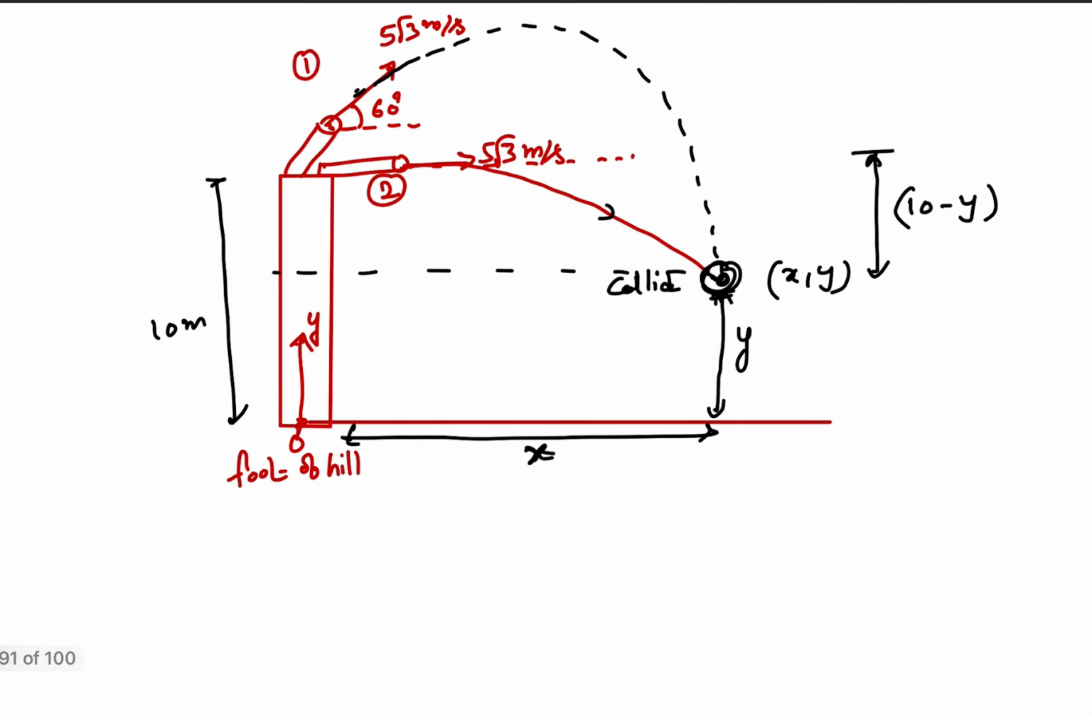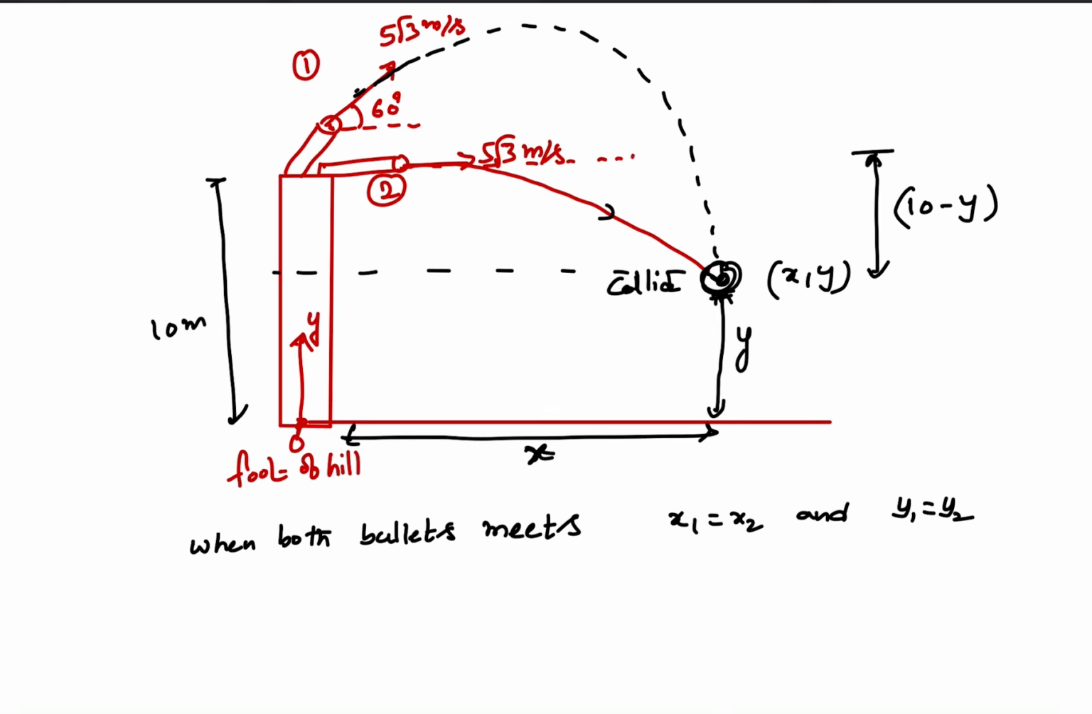Now to calculate this, when both the bullets meet, bullets or whatever stones they are, we can write x1 is equal to x2 and similarly y1 is equal to y2.